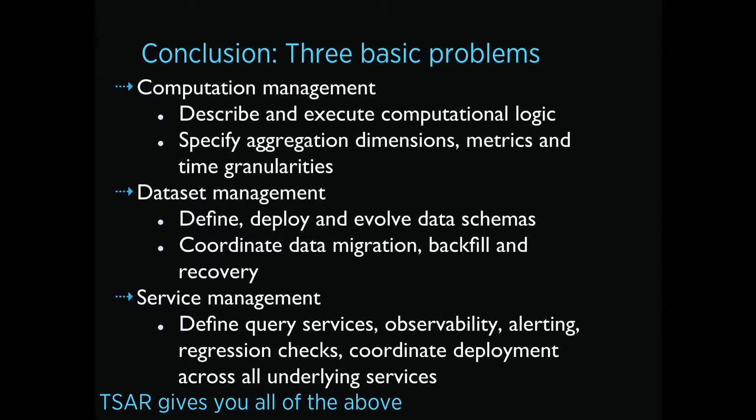But in conclusion, I wanted to say that there are 3 problems that Tsar tries to solve. First is the computational management aspect of things, which is that I specify aggregation dimensions, metrics, and time granularities. Tsar goes and automatically figures out how I want to do uniques, how I want to do rankings, how I want to do percentiles, how I'm going to round data down to hourly or daily granularities, and how I'm going to take into account different time zones of advertisers. Second, it allows for data set management. So how do you store data in different schemas? How do you evolve these data schemas? How do you coordinate data migration, backfills, and recovery?